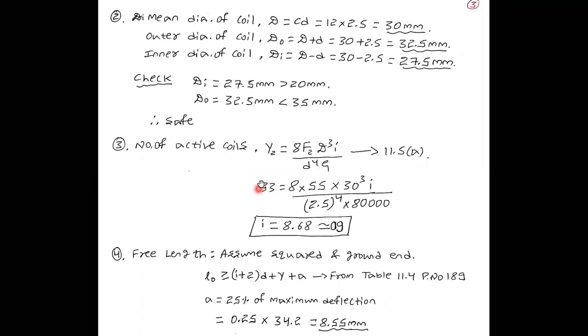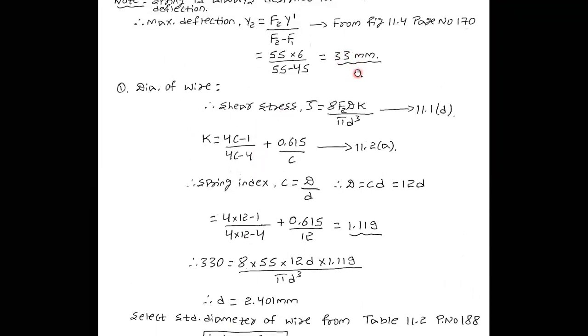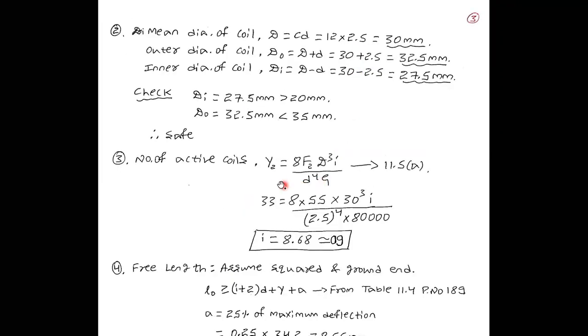In this case, Y2 is 33. Here you have calculated the maximum deflection. As I told you, you always need to design for the maximum load and the maximum deflection. You could take Y1, but you should not take Y1 and F1, because you will always be designing the spring for the maximum load and maximum deflection. That's why they have taken the formula as Y2 and F2 here.